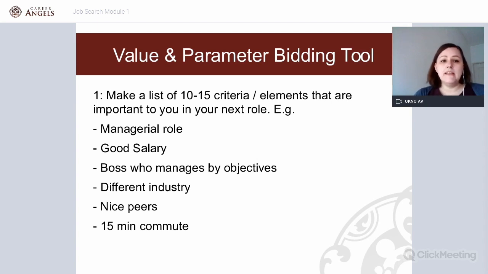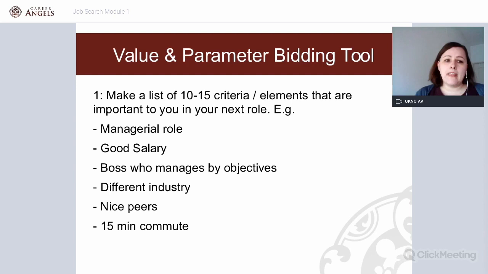First step, make a list of 10 to 15 criteria or elements that are important to you in your next role. For example, that you don't want to be an expert anymore, you want to start managing people, or you want to finally be on the board. You want a good salary. You want to have a boss that manages by objectives, so gives latitude. You want to change industries. You want to have nice peers, and you want to commute 15 minutes because why waste so much time commuting for an hour? So this is the first step.